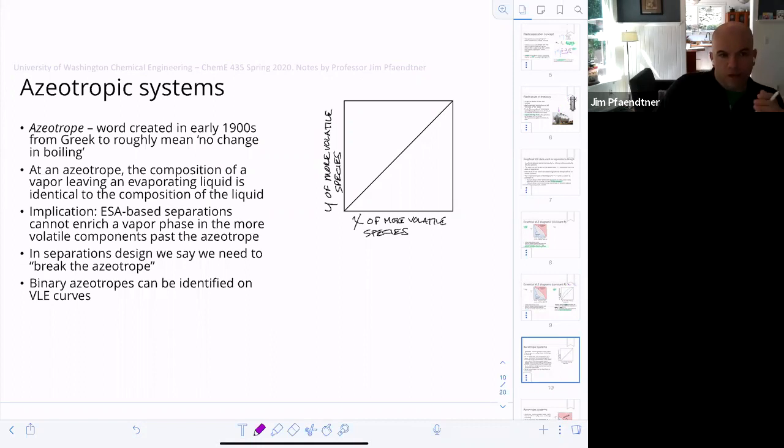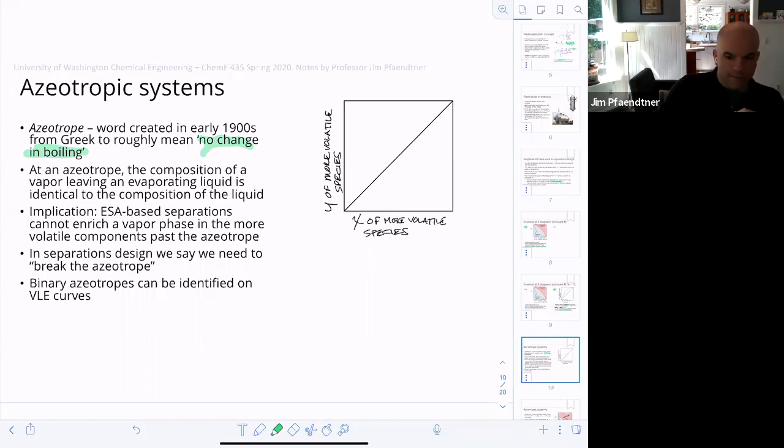The word azeotrope was kind of invented. It's not a real word, but it uses a couple of Greek components to roughly come up with a definition that means something like no change in boiling. The definition of an azeotrope is that azeotropes always refer to a composition. You're at a composition where, if you add more heat to that liquid, the composition of the vapor leaving that liquid stream is exactly equal to the composition of the liquid.